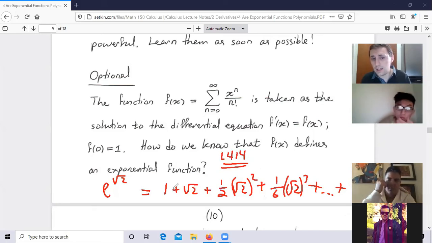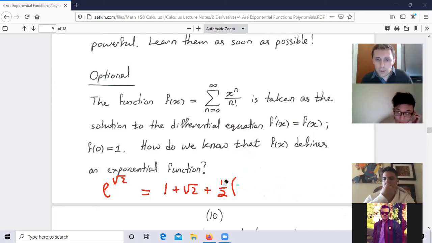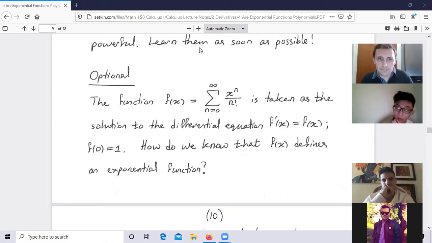So I can take 1 plus 1.414. I can square 1.414. I can approximate this quantity. Okay? I hope you understand what I'm talking about, guys, right? It's not for nothing, this effort spent.